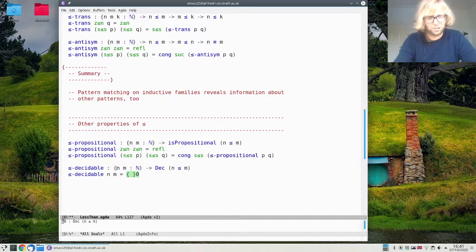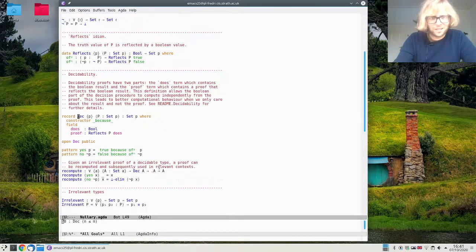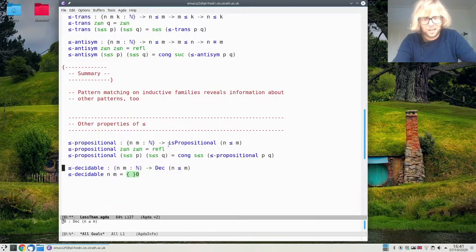And here's another important property that we care a lot about. It's the property of being decidable. And you can go and look in the standard library to see how this is defined. And nowadays it's defined a bit strangely. So let me go back and explain it myself instead. So first of all, what are we saying? We're saying that for n and m, it is decidable if n is smaller than m or not.